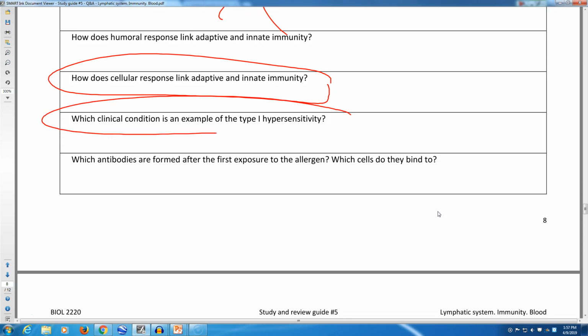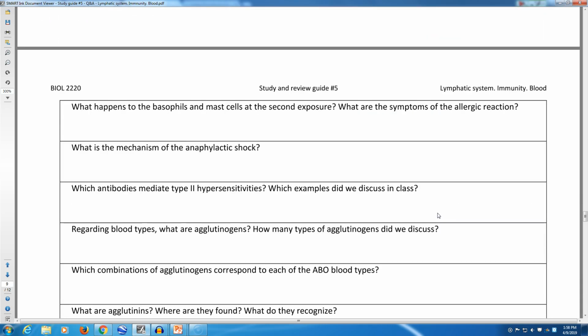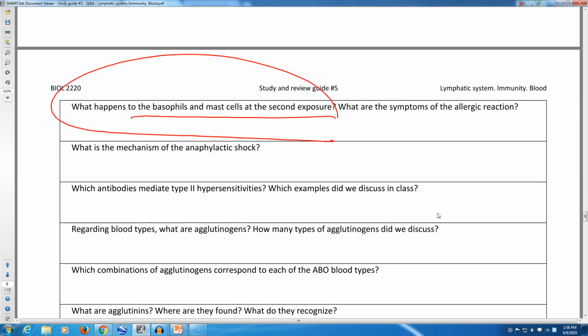Now this part. Examples. Type 1, allergy. Antibodies, immunoglobulin E, bind to mast cells. At the second exposure, basophils and mast cells degranulate. Symptoms: runny nose, hives. Anaphylactic shock: massive degranulation and release of histamine systemically, which leads to massive vasodilation and bronchoconstriction. So vasodilation leads to the pressure decrease, bronchoconstriction leads to suffocation, asphyxia.